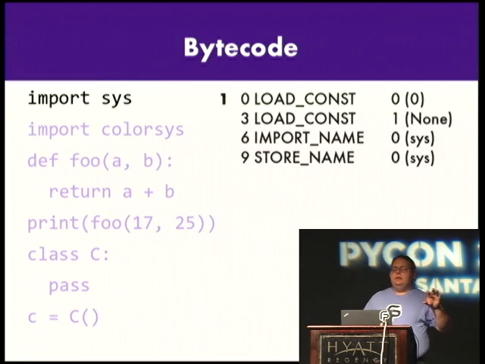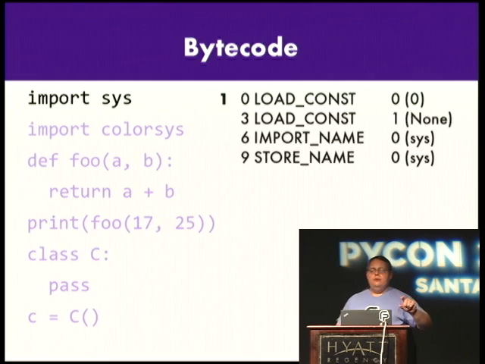So load const loads a static value from a constants table that's associated with the code object and pushes it onto the data stack. The constants are referenced from an array, and that's 0-based, and so 0 happens to be 0 and 1 happens to be none. So we just push those two things on the stack.